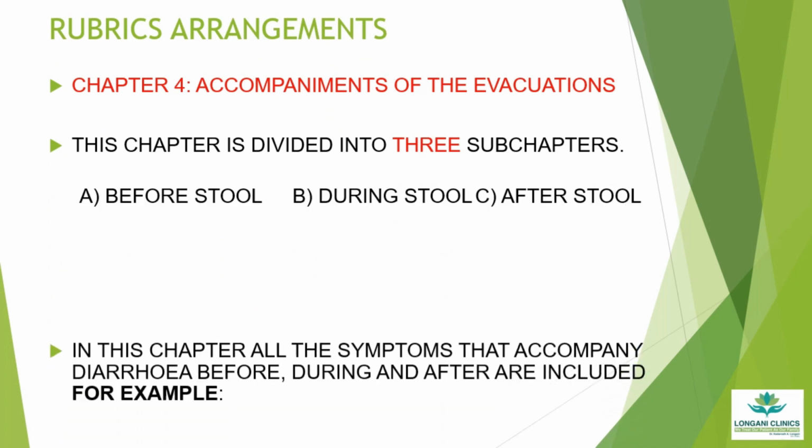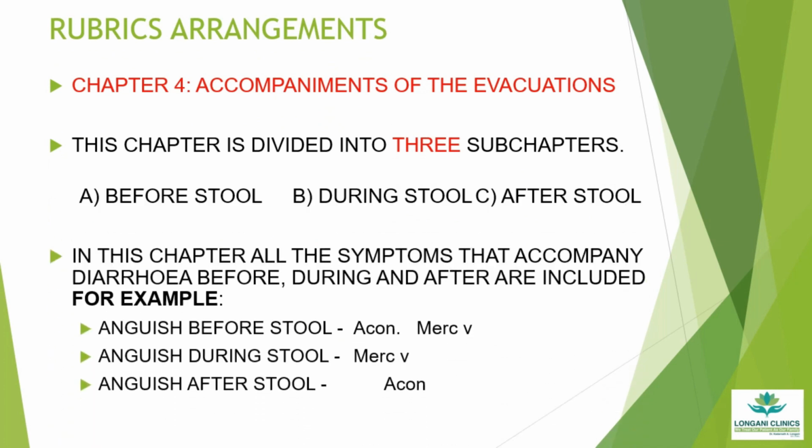Chapter 4. Accompaniments of the evacuation. This chapter is divided into 3 subchapters. A. Before stool, B. During stool, C. After stool. In this chapter, all the symptoms that accompany diarrhea before, during and after are included. For example, anguish before stool. The drugs mentioned are aconite, Merc V. Anguish during stool, Merc V. Anguish after stool. The drug mentioned is aconite.